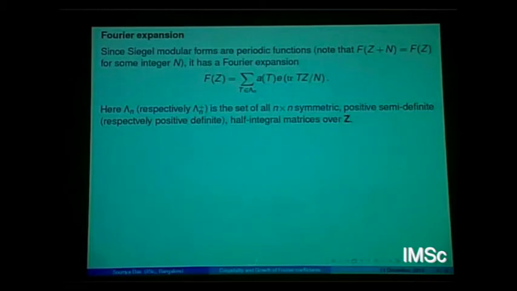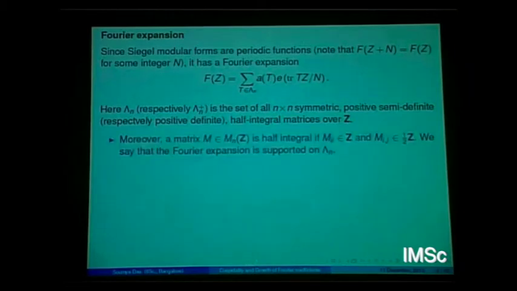Since they are invariant under some group of translations, they do have a Fourier expansion, where I just wanted to set up some notation. The indexing set is Lambda_n, or Lambda_n plus, the set of all n by n symmetric positive semi-definite half integral matrices over Z, and half integral matrices are those for which the diagonal elements are integers and the off diagonal elements are half integers. And we just say that the Fourier expansion is supported on Lambda_n, or on Lambda_n plus, or whatever subset you want to say.